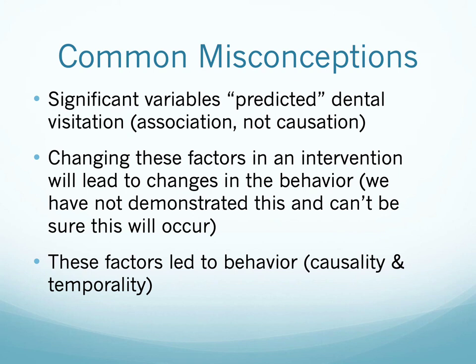A second misconception is the idea that changing these factors, the ones that were found statistically significant, in an intervention will lead to changes in the behavior. We haven't actually demonstrated this, and we can't be sure that changing these variables will actually lead to changes in the behavior. Third and finally, we can't say that these factors, that is, the ones that were found to be statistically significant, actually led to the behavior. There are several causality-related issues as well as temporal issues that we need to consider, and that would show us that we can't make that assumption.